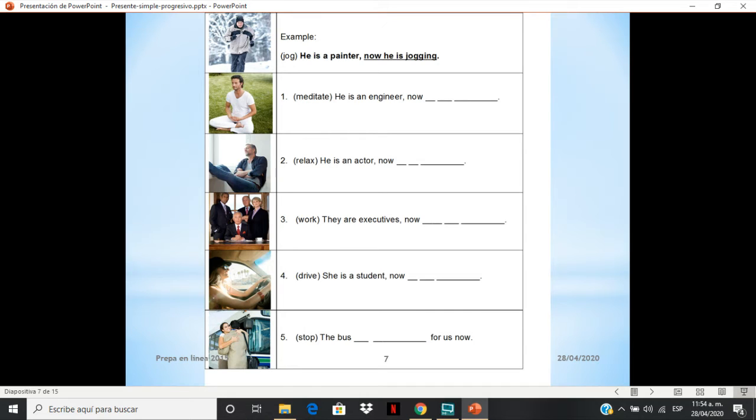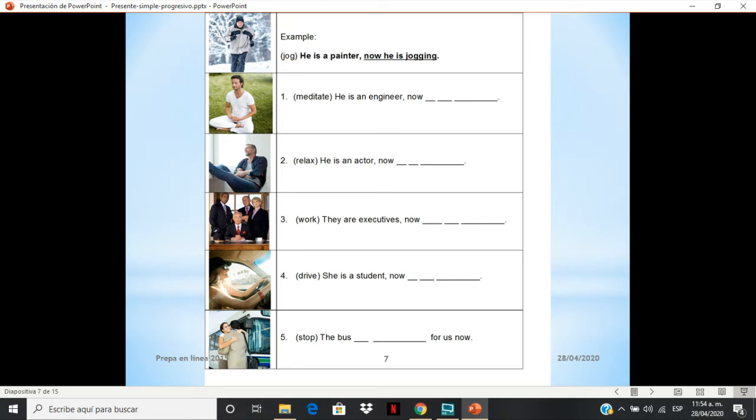Try number 2, 3, 4, and 5. He is an actor. Now, number 3, they are executives. Now, she is a student. Now, the boss. What is the boss doing now? What is happening with the boss now?